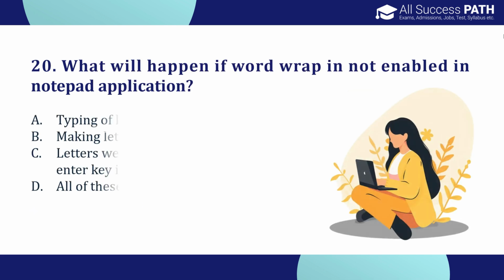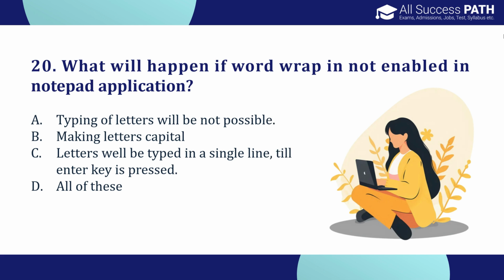Question 20. What will happen if word wrap is not enabled in Notepad? The options are A. Typing of letters will not be possible, B. Making letters capital, C. Letters will be typed in a single line until the Enter key is pressed, and D. All of these. The correct answer is C. Letters will be typed in a single line till Enter key is pressed.